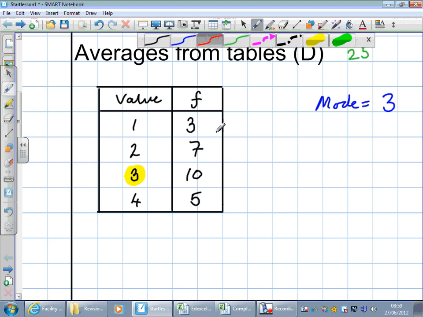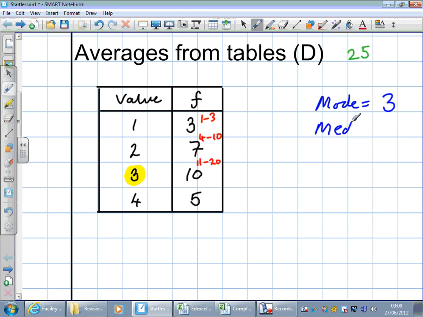Let's see why. The first to third one in order would be a 1. The 4th all the way up to the 10th would be a 2. And then the 11th to the 20th would be a 3. Therefore, the 12th, 13th one would be a 3. So well done. The median would be 3.